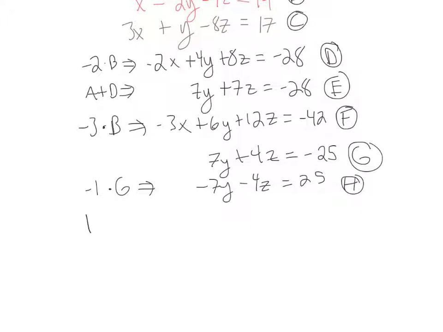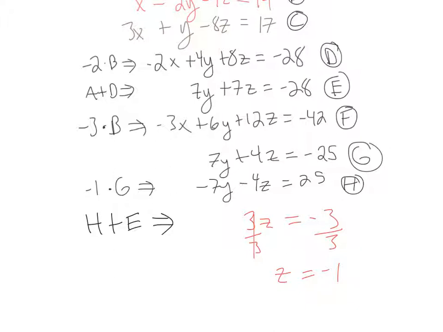Alright, I can take H and add that to E. So equation H plus E would just result in, we get this nice cancellation of our 7 y's. So 7z minus 4z just gives you 3z. Okay, and then when you take negative 28 plus 25, you get negative 3. And finally, we have found the value of z. It is equal to negative 1.